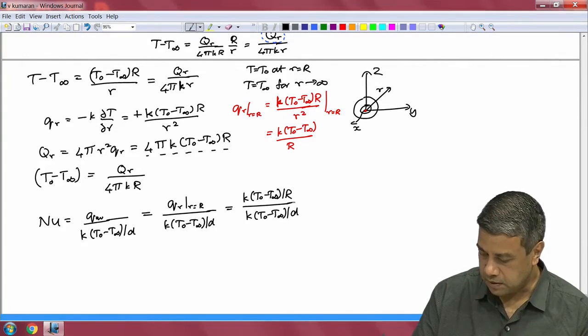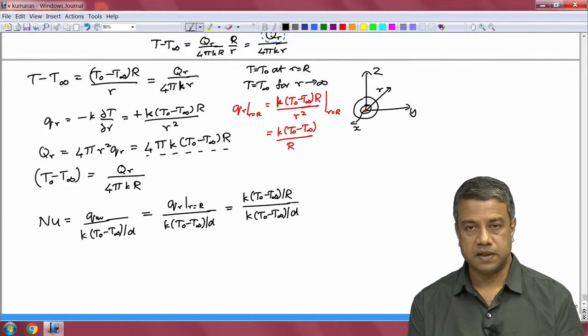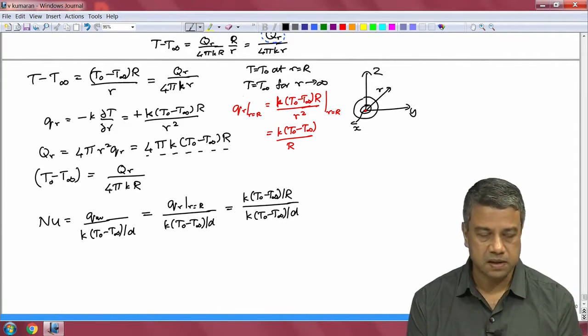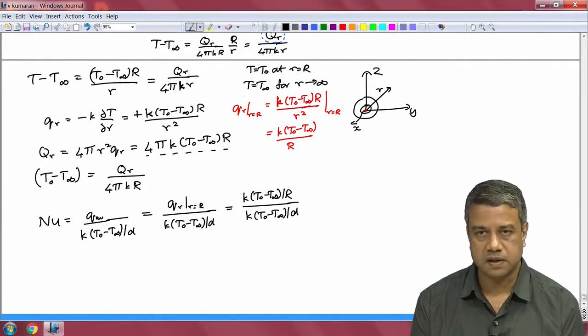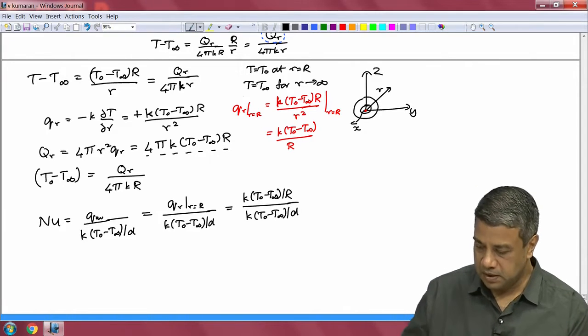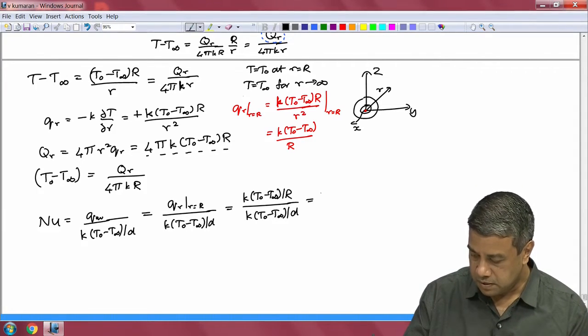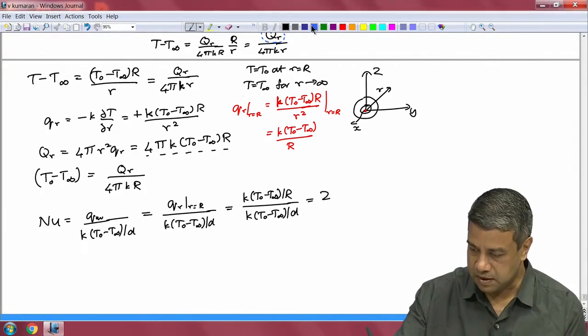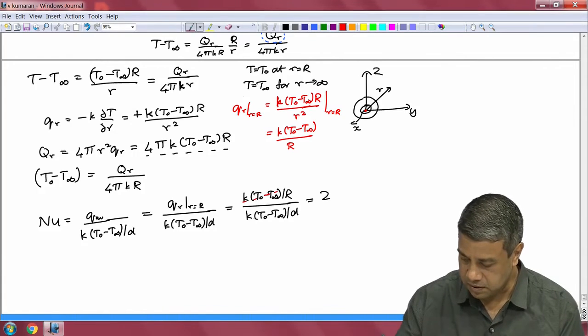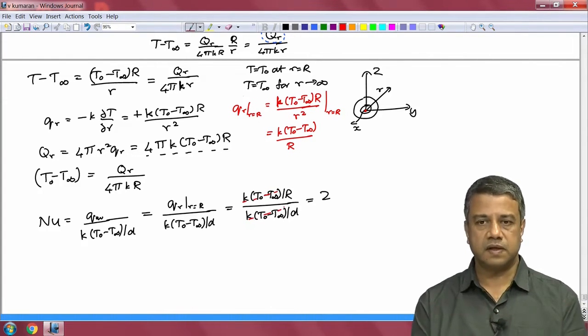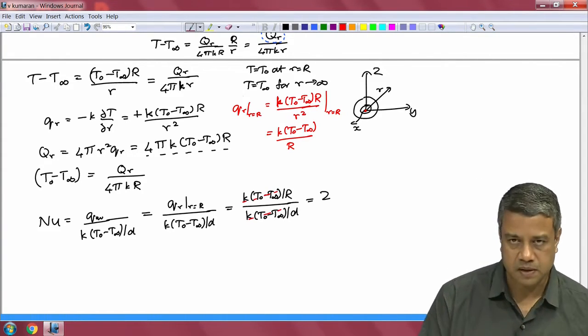By the diameter. Note that when we define these dimensionless groups, the characteristic length scale in that definition is the diameter. So, this just gives you 2, because the T naught minus T infinity and K will both cancel out, and I just get the ratio of the diameter and the radius. This gives me 2.